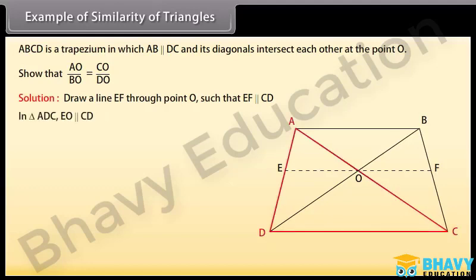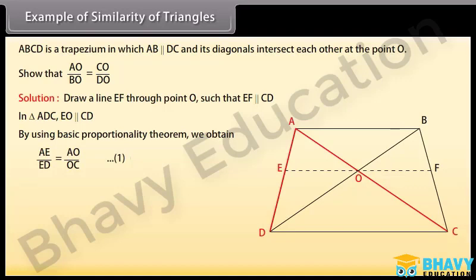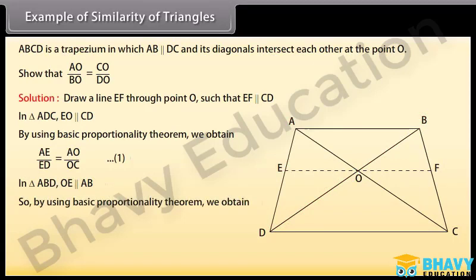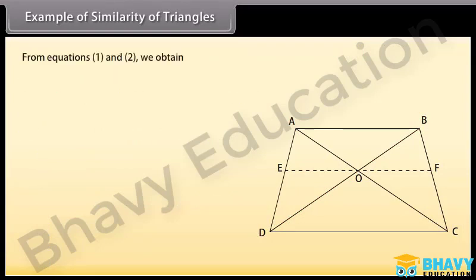In triangle ADC, EO is parallel to CD. By using basic proportionality theorem, we obtain AE upon ED equals AO upon OC. Mark it as 1. In triangle ABD, OE is parallel to AB. So, by using basic proportionality theorem, we obtain ED upon AE equals OD upon BO, which implies AE upon ED equals BO upon OD. Mark it as 2. From equations 1 and 2, we obtain AO upon OC equals BO upon OD, which implies AO upon BO equals OC upon OD.